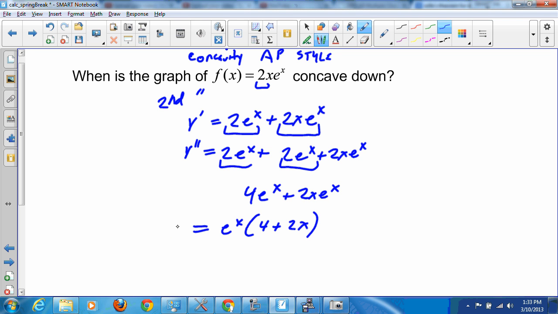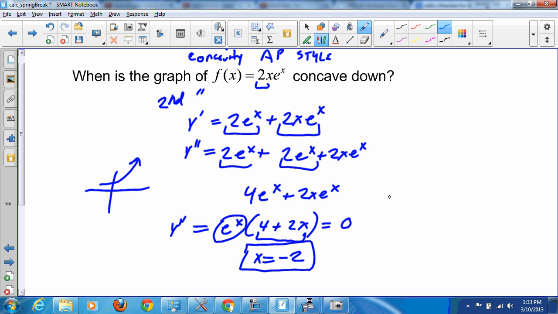So this is the second derivative, and when does it equal 0? That's the question. Well, this part is always positive. Recall, e to the x looks like this. The graph is always positive. So we just need to concern ourselves with this inside part here. So when does that equal 0? Set this equal to 0, you get x equals negative 2.